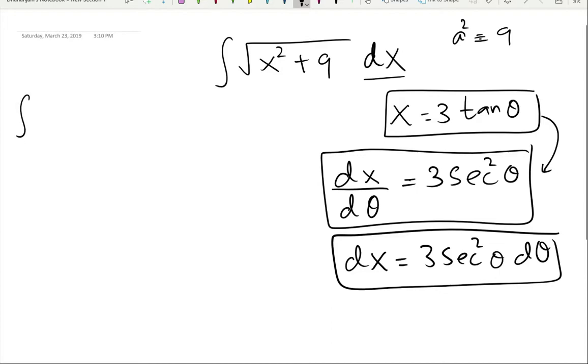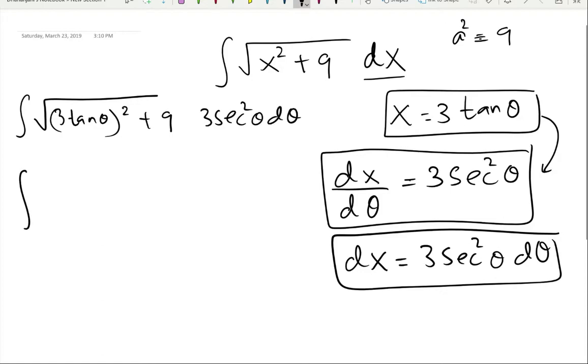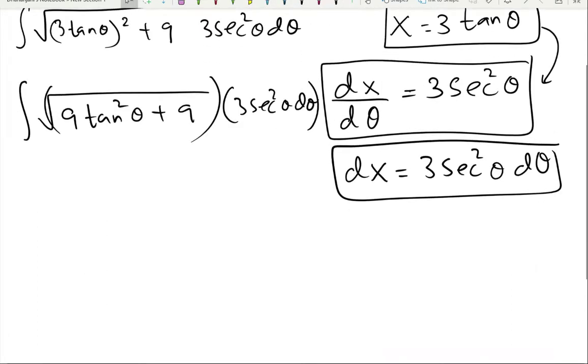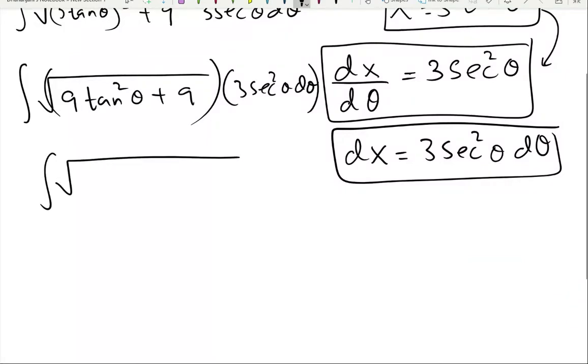Perfect. Now let's do the substitution. So x square is 3 tangent theta square plus 9, and dx is 3 secant square theta d theta. Alright, so 3 tangent square theta is 9 tangent square theta, plus 9, times 3 secant square theta d theta. Don't drop that term, okay? Alright, so here we can factor 9 inside the square root. So we get tangent square theta plus 1, 3 secant square theta d theta.